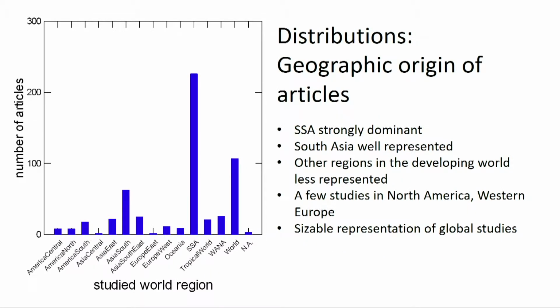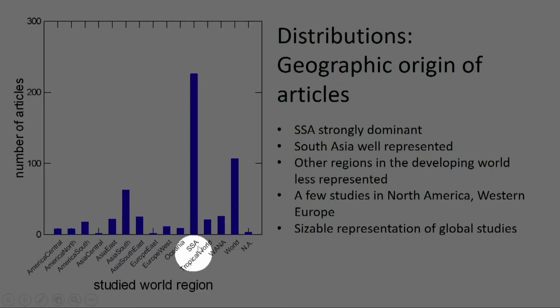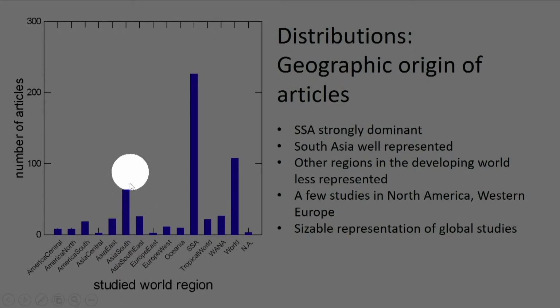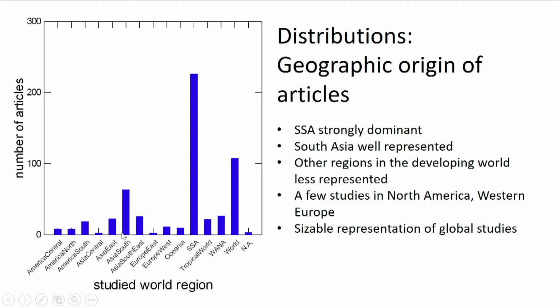And we have a quite large number of publications, articles, submissions coming from Sub-Saharan Africa. We have a fairly large number of publications coming from South Asia, whereas the other regions of the world are less represented.